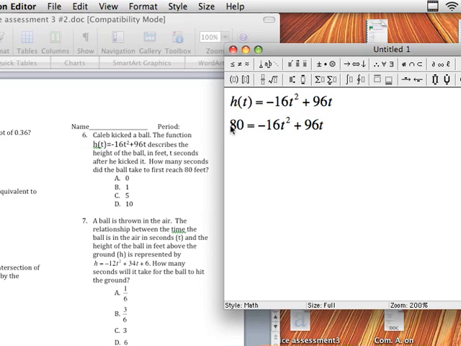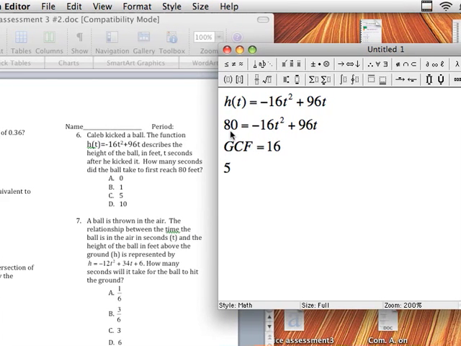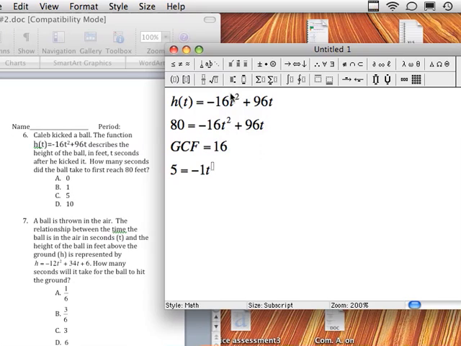Now, what do they all have in common? I notice one thing they all have in common right now. They all have a greatest common factor. They all have 16 in common. So what would happen if I divided each number by 16? Well, 80 divided by 16 would be 5 equals, and negative 16 divided by negative 16 would just be negative 1t squared. And 96 divided by 16 would be 6t. So from here, I would start substituting.